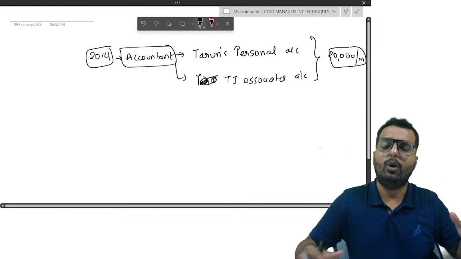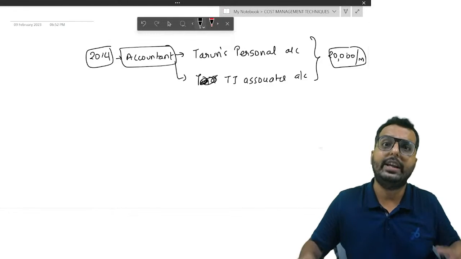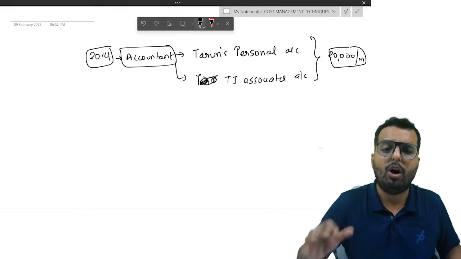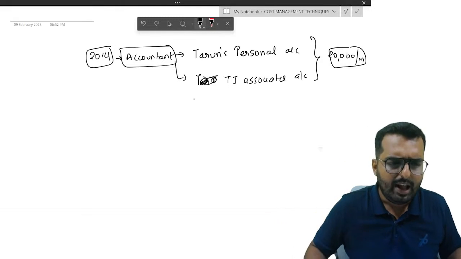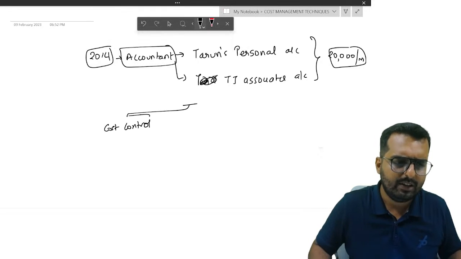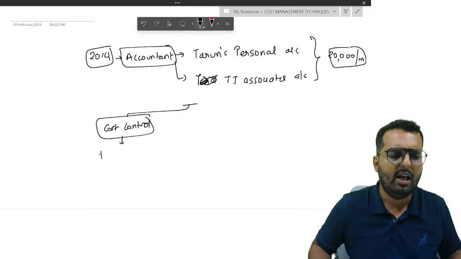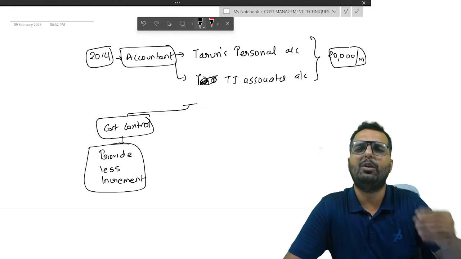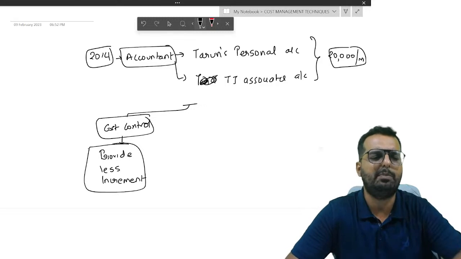Now I want to increase my profit. How do I increase my profit? Either by way of cost reduction or by way of cost control. If I want to do cost control, what I will do is, after 1 year is over, I will provide my accountant less increment. If normally the market is giving an increment of 10%, I will give an increment of 5% or 2% or 3%.